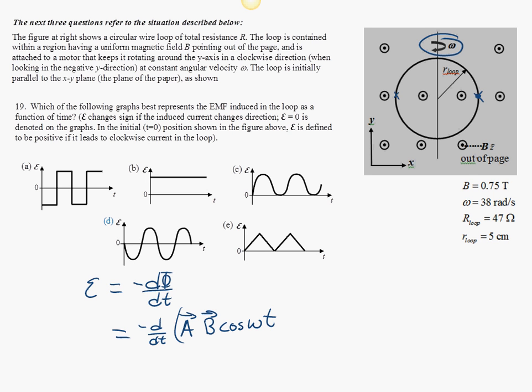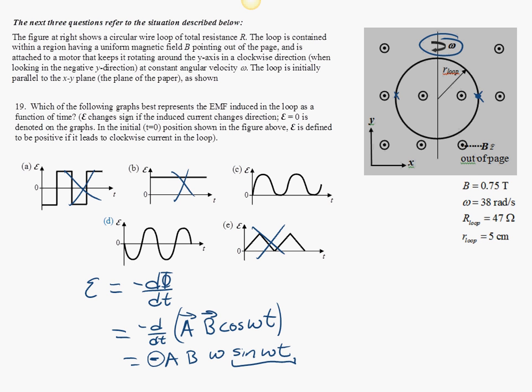Then if I take the derivative of this entire thing, the area and the magnetic field are not changing, so I just get A times B. This minus sign here we're going to check in just a second. But then when I take the derivative of cosine omega t, I get omega times the sine of omega t. So we want something that looks like a sine, and I get rid of A, B, and E. I have two choices here. I have D and C, which both could be good.